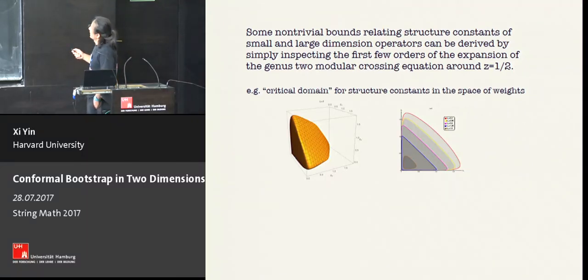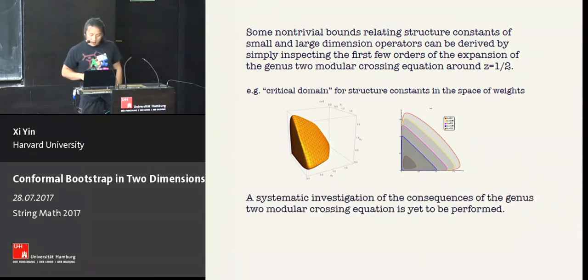So structure constants that depend on a triple of dimensions outside this domain are bounded by those that sit inside the domain. So there are some constraints that follow from unitarity and genus 2 modular invariance, which cannot be easily obtained by looking at sphere crossing alone, but are easy to obtain from analyzing genus 2 modular invariance. But I should say that a systematic investigation of this is yet to be performed because it was difficult to implement the systematic semi-definite programming for this genus 2 crossing equation so far.